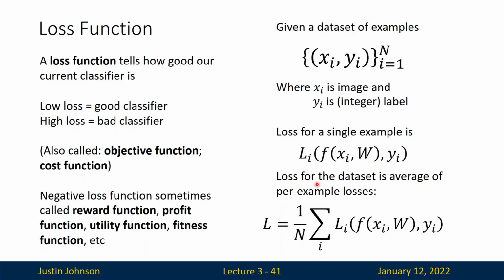So the loss function will be: through a linear classifier we get a value, or the score, of the image, and we compare it with its label. If they are the same, there will be no loss. If they are different, it means our classifier made a wrong prediction, so there will be some loss. And this is just for a single example. For a data set, the loss will be the average over all of the training samples.